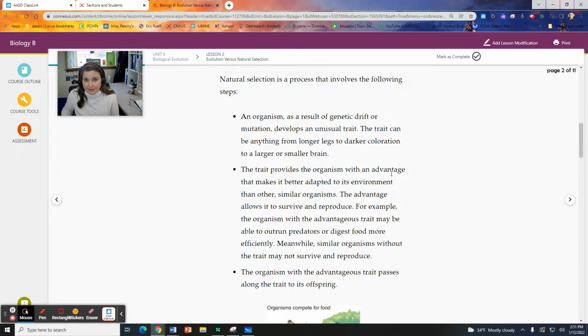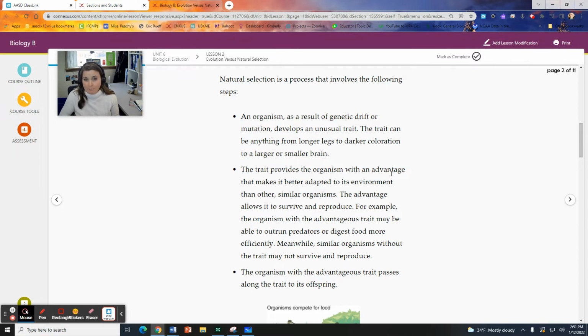The traits that we're talking about make them more fit. We say survival of the fittest. You may have heard that phrase before. Fitness in this case does not mean how physically fit you are. It can be; that can be a trait. But fitness literally means how well adapted, how well suited you are for survival and reproduction in that environment. So there are things that determine what is and isn't fit.